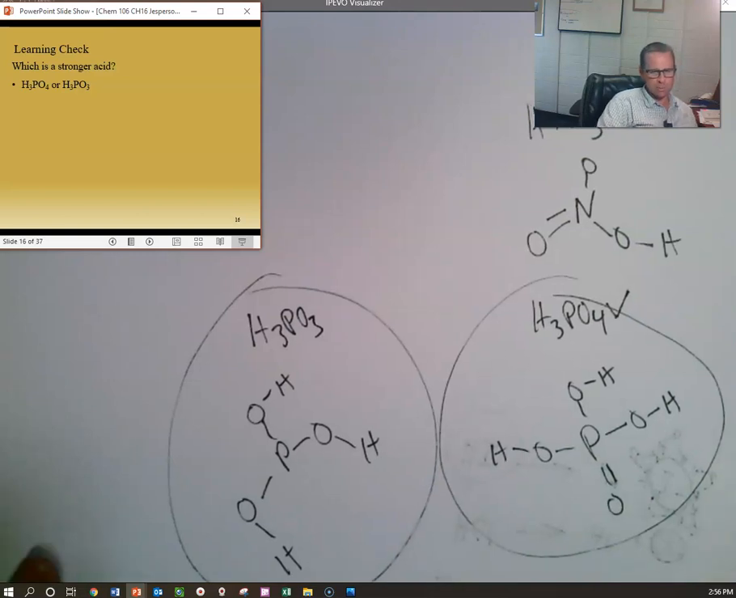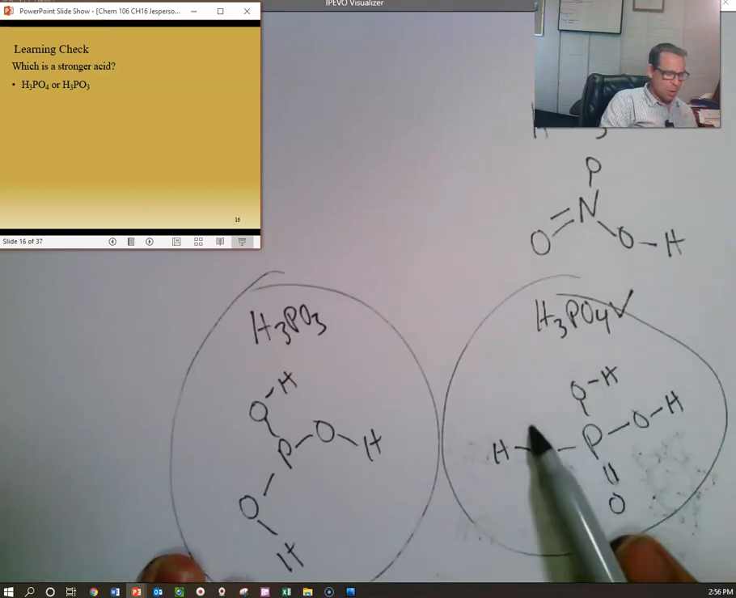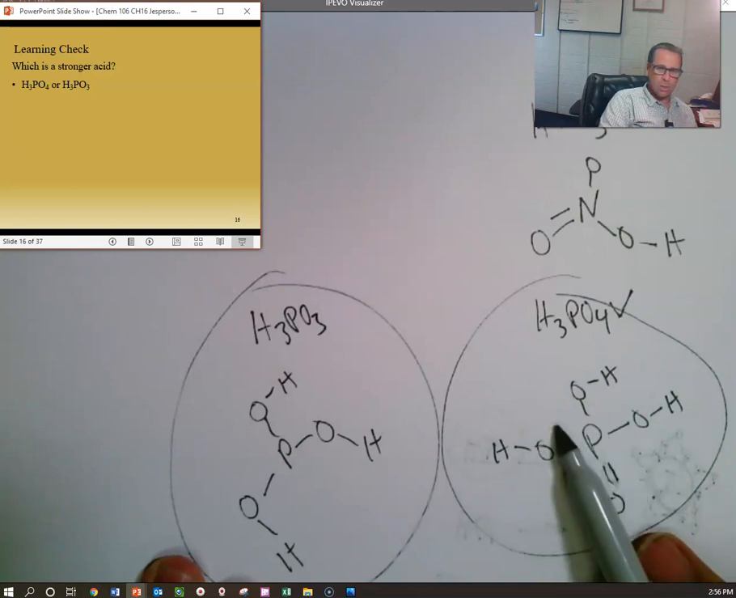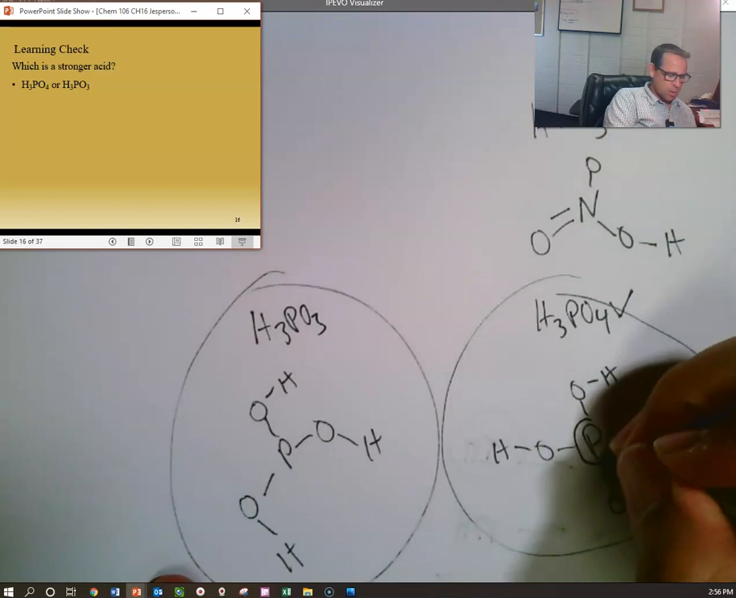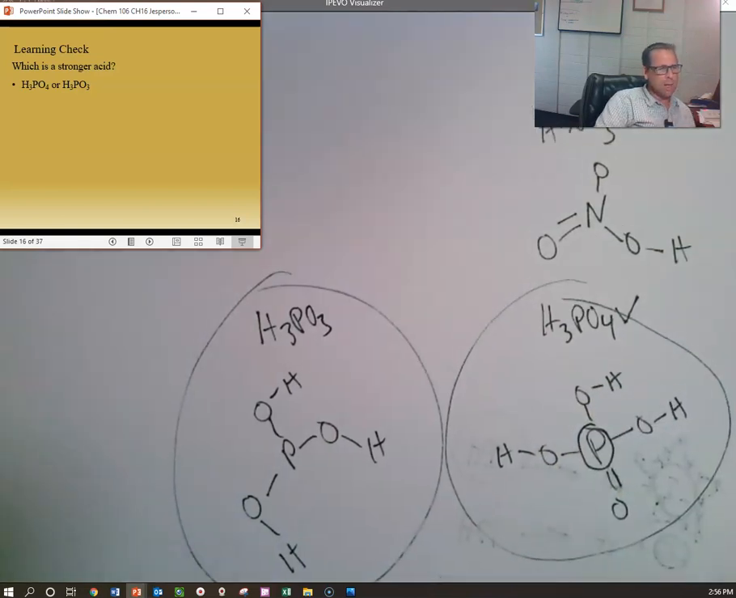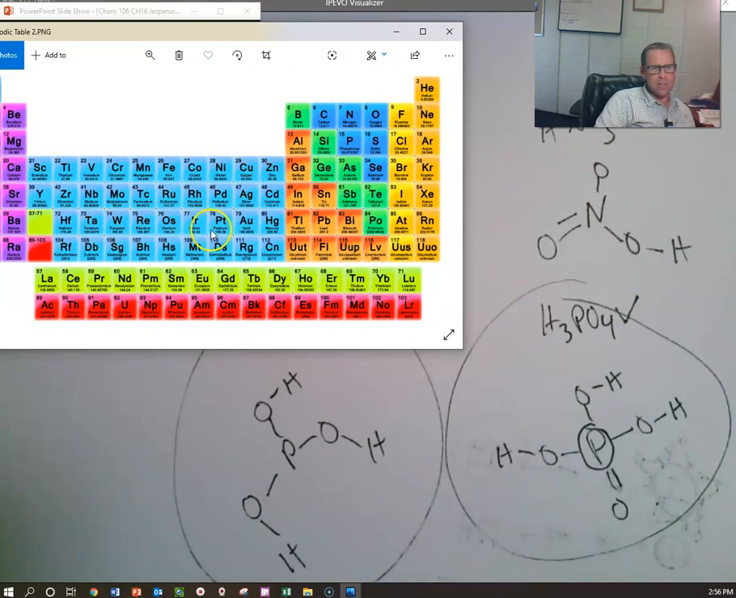Now, where does this come from? Why is it that more oxygens results in a stronger acid? And why is it that as we go to the right and up for this central atom, we make a stronger acid? Okay? So to the right and up is basically following the trend of electronegativity, right? The most electronegative atoms are up here, to the right and up.